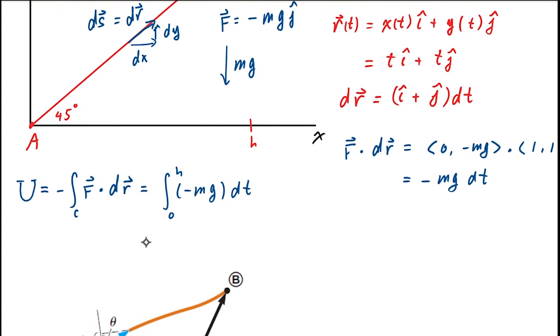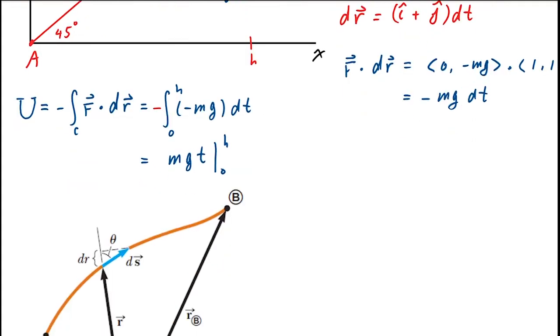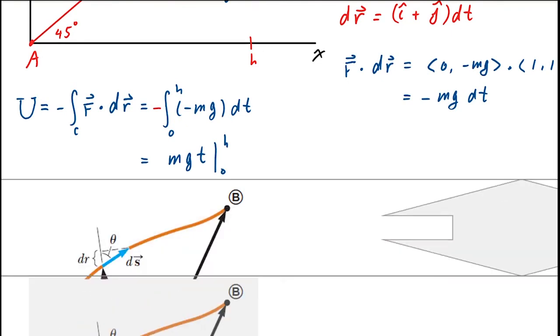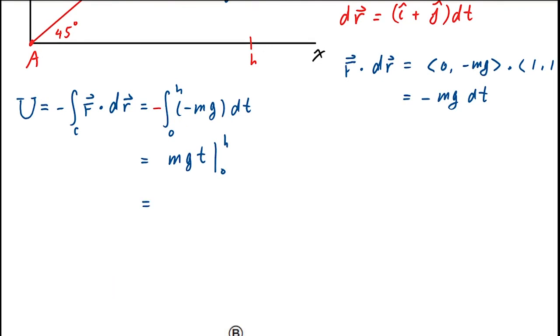So now we have a negative sign there, remember, right? And they cancel each other. I like to change the color back. So this is positive mg, integral of dt from 0 to h, correct? Okay, and then of course substitute, then we get our familiar mgh. Okay, so that's the potential energy calculation.